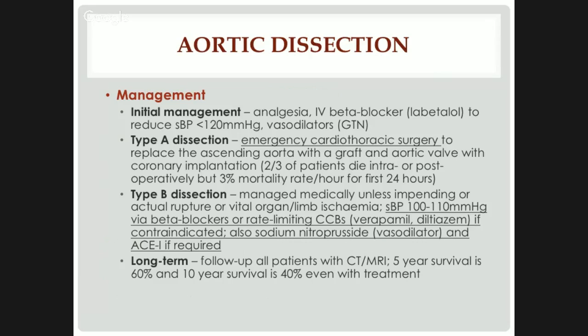For type A dissections, which are proximal to the left subclavian, you take them to theatre. For type B, you just give them antihypertensives and you aim for a blood pressure of between 100 and 110. And that's the management. And prognosis is not too great. 5-year survival of 60%, 10-year survival of 40%, even with treatment. So it's not a great condition to have.